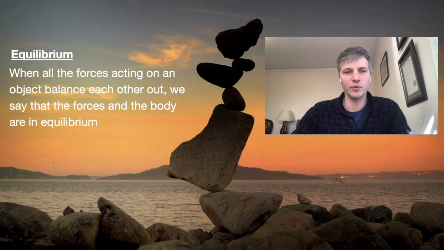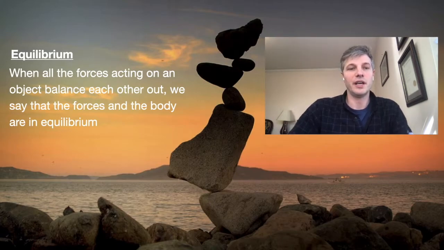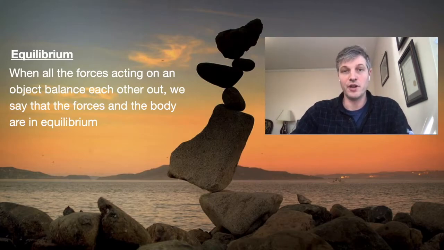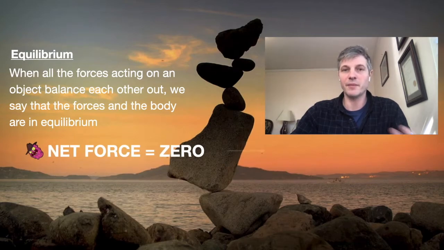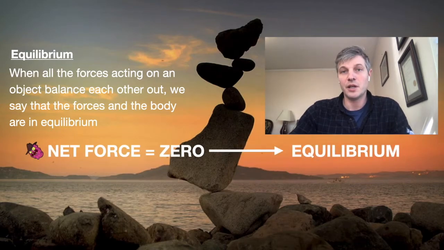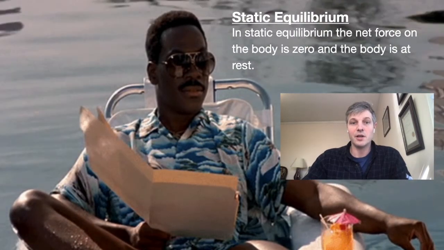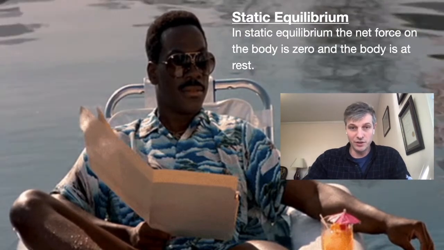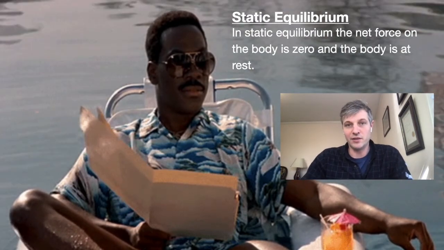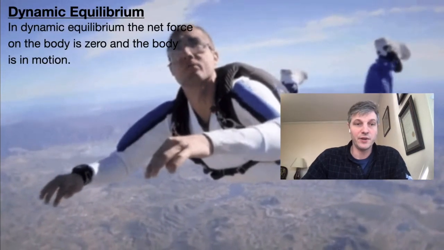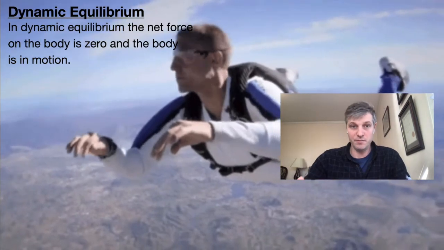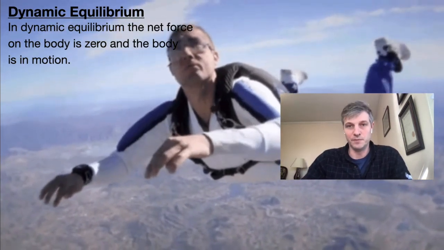So we say that when all forces acting on an object balance each other out, the forces and the body are in equilibrium. So the net force equals zero, well then it must be in equilibrium. And we do have two types of equilibrium. First is static equilibrium. In static equilibrium, the net force on the body is equal to zero and the body is at rest. This is in contrast to dynamic equilibrium, in which we have a net force on the body equaling zero and the body is in motion.